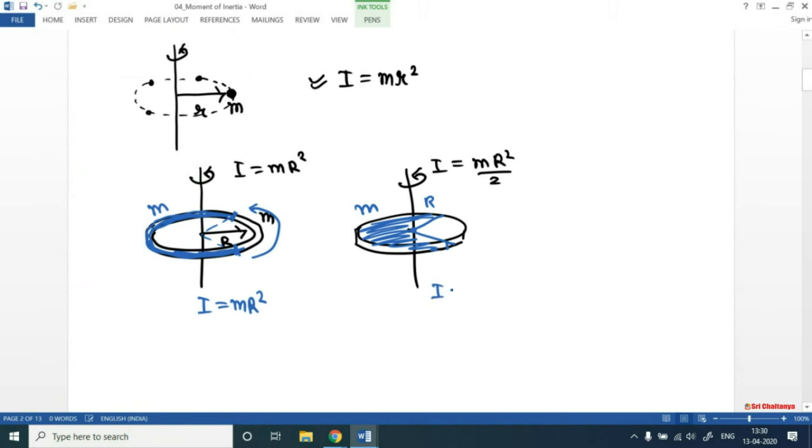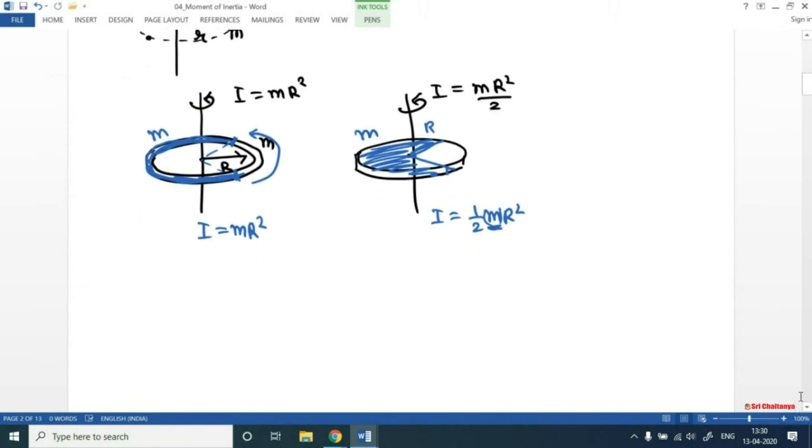So I here also, of the disk which has been cut, would be equal to half mr square. So notice that mass m is also the mass of the remaining disk as well, or whatever the mass of the remaining disk is, that you can substitute over here.